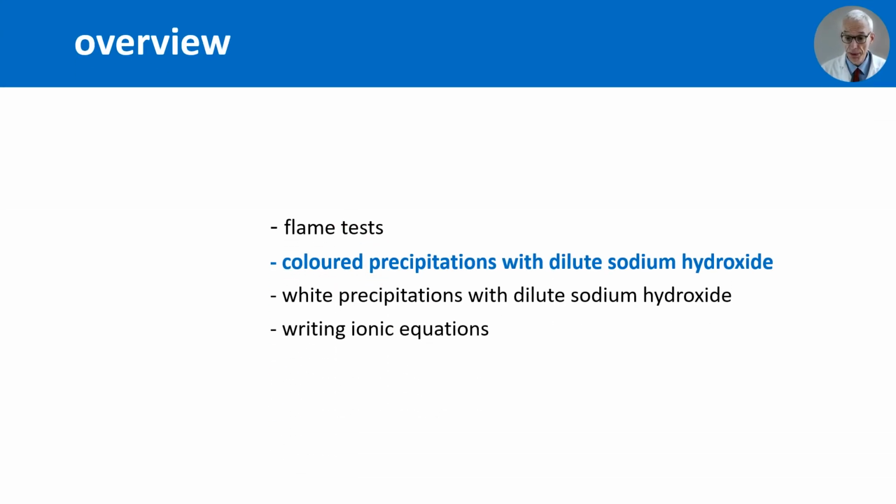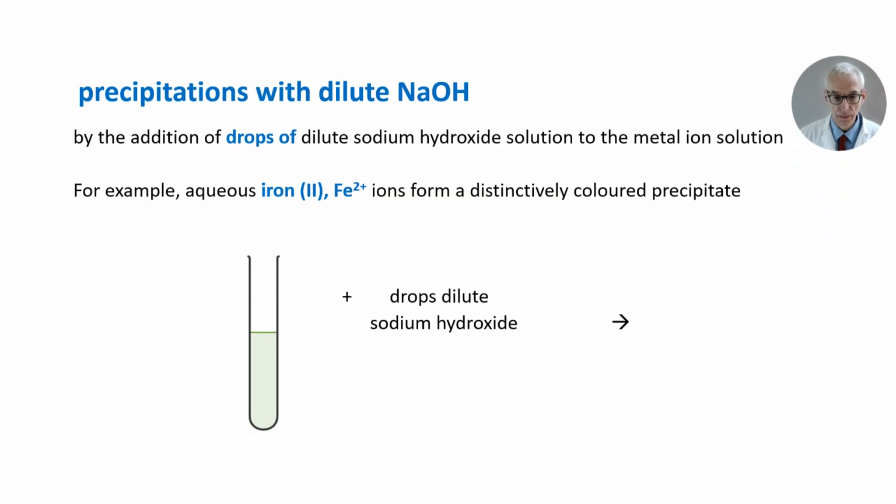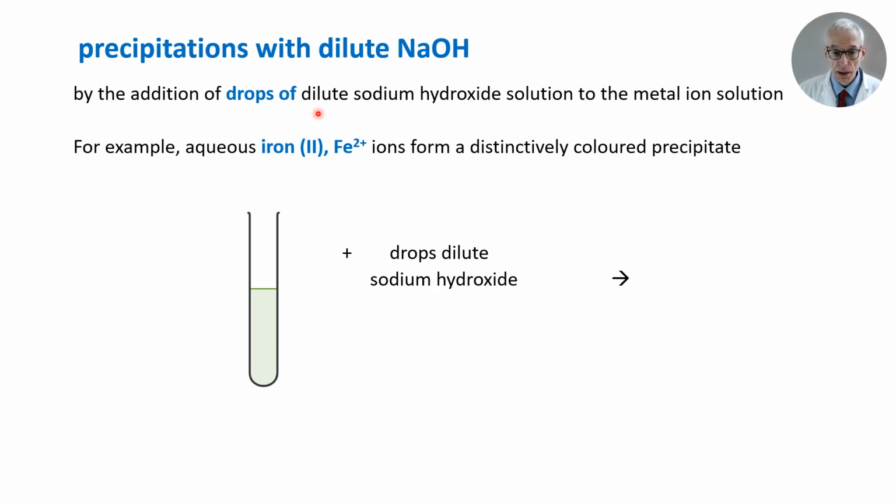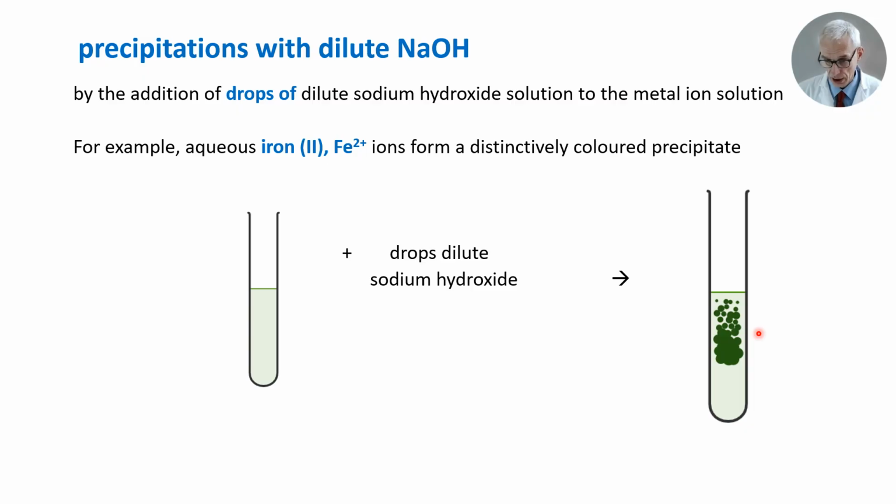Forming coloured precipitates with dilute sodium hydroxide. By adding drops of dilute sodium hydroxide to a metal ion solution, we get a coloured precipitate that is distinctive of a particular metal ion. For instance, Fe2+ ions, which may be referred to as aqueous iron 2 using the Roman numeral, form a dark green precipitate.